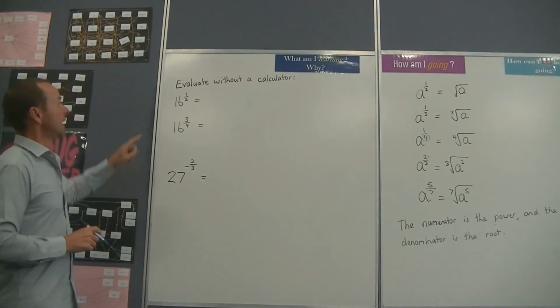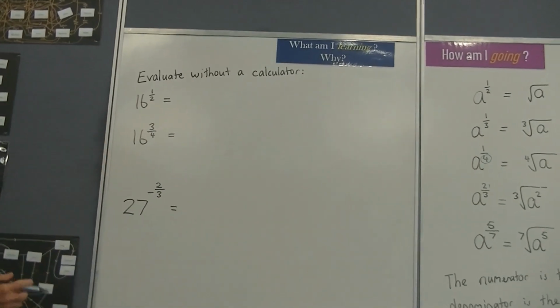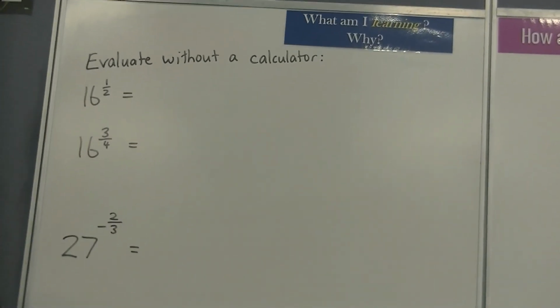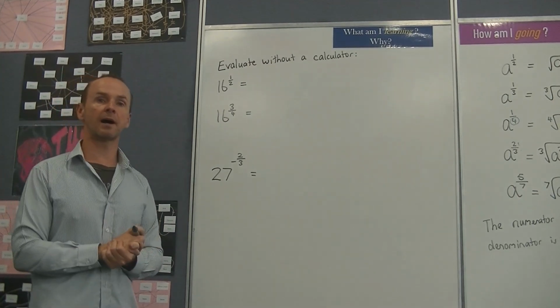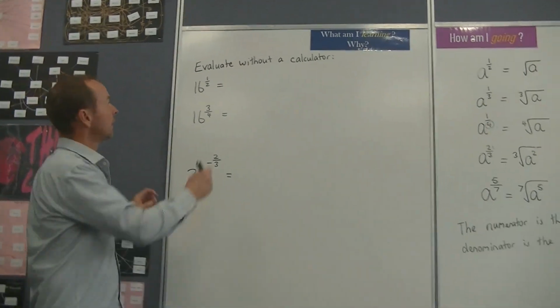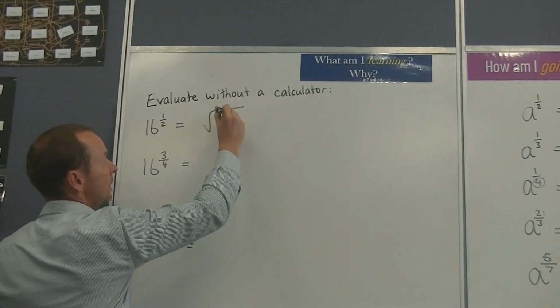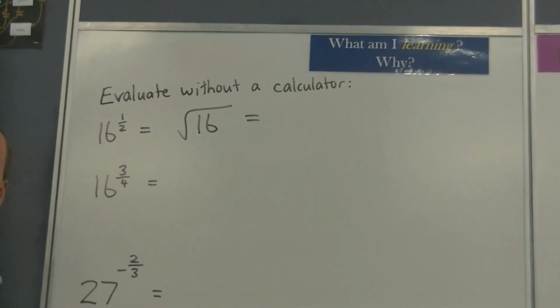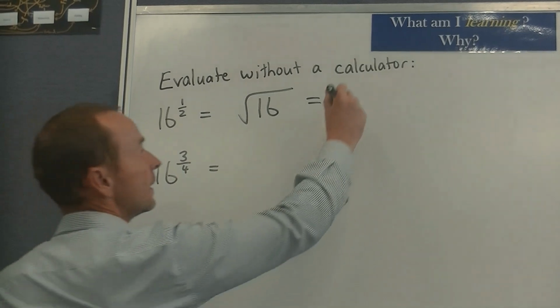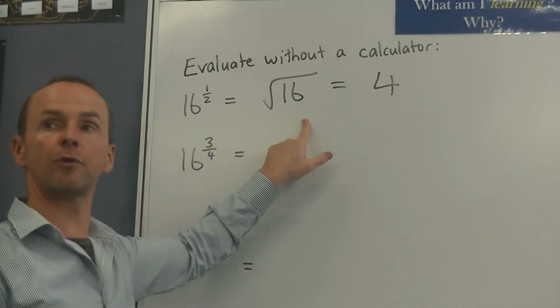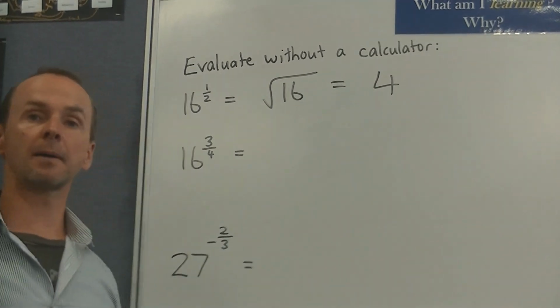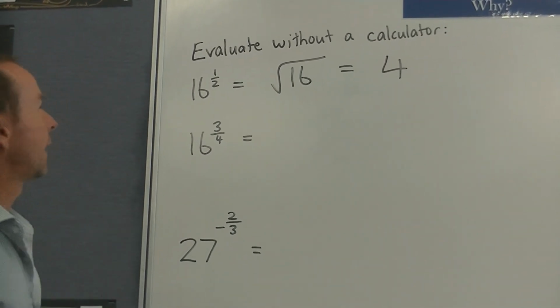Alright, so we've got a couple more questions this time, and it says evaluate without a calculator. So evaluate means solve it. We need an actual answer for it. So the first one, 16 to the power of a half. If we remember from a few minutes ago, we know a power of a half means the square root. So let's rewrite it in surd form, square root of 16. And hopefully you know that the square root of 16 is 4. So the answer is 4. Always a good idea to show your workings out, so actually writing in surd form, it helps, and there's our answer, 4. Alright, that was too easy.